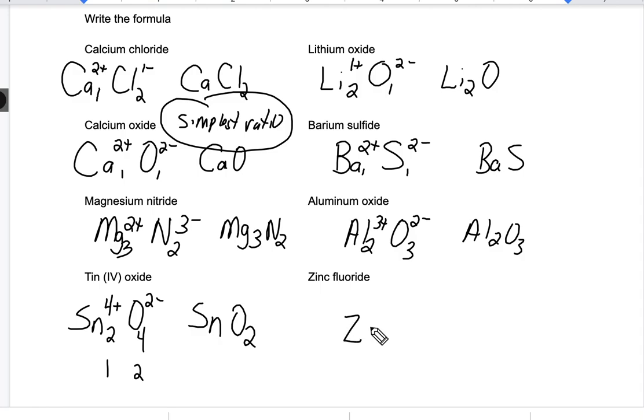Okay, zinc fluoride. Zinc is 2 plus, fluoride is 1 negative, and so you crisscross, and then you would rewrite ZnF2. Okay, that's it for the basic formula writing.